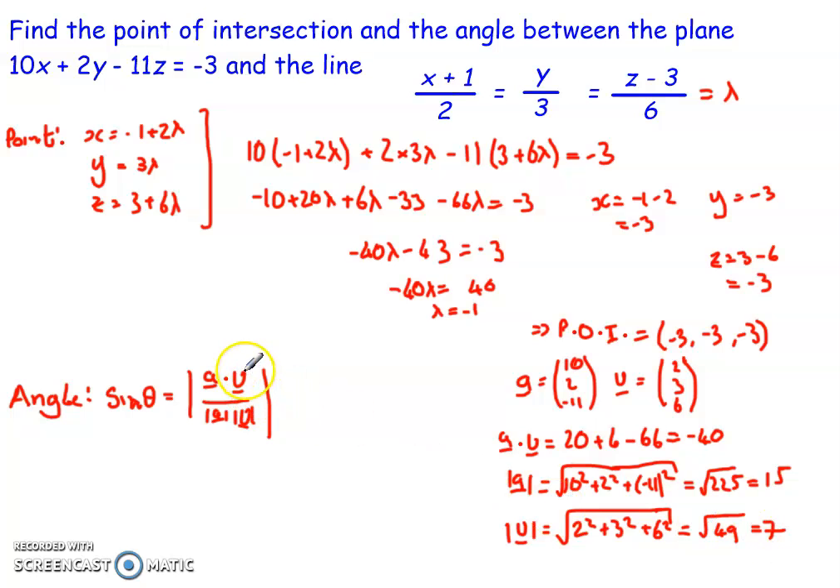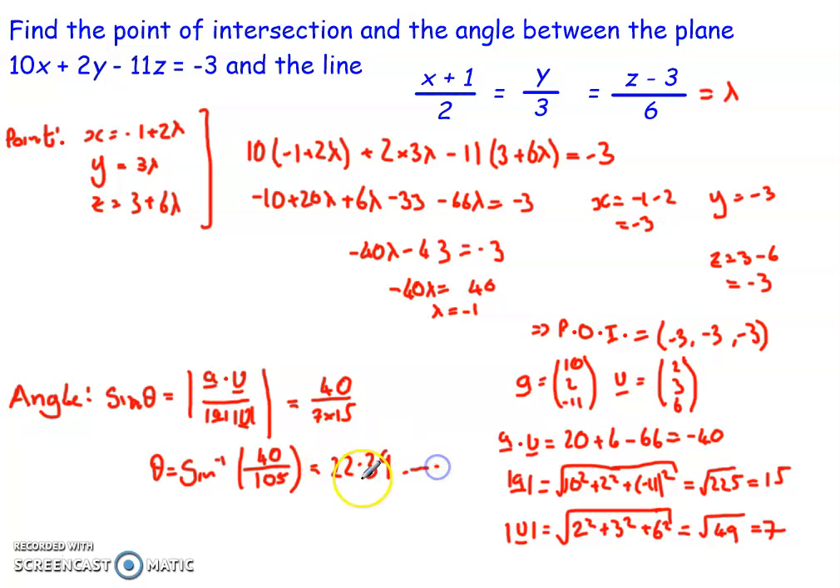So I can substitute them in here, and because it's the magnitude, ignore the negative with the 40. So what that then means is that it's equal to 40 over 7 times 15. So rearranging it, I know that theta is inverse sine, so sine to the minus 1 of 40 over 7 times 15. 7 times 15 is 105. And at that point, just plug it in your calculator and you get your solution. So if I plug it in a calculator, I get 22.39 and so on. So my angle is then 22.4 degrees. So there you go. That's me got my solution there.